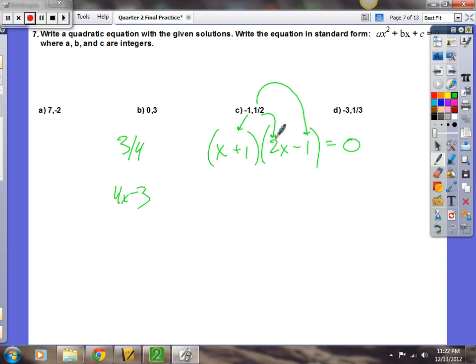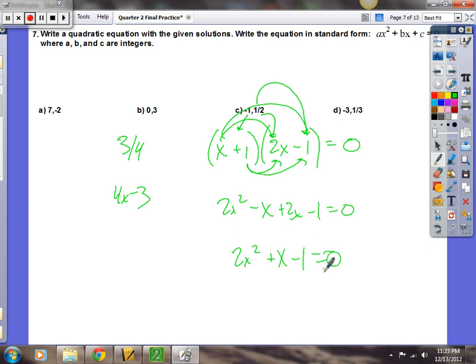So let's check it out. It's going to be 2 times whatever you plug in. You're going to plug in 1/2. 2 times 1/2, and then minus 1. 2 times a half is just 2 halves. 2 halves is just 1. 1 minus 1 is 0. Now you just multiply forward. So it's going to be x times 2x, that's 2x squared. x times minus 1, minus x. 1 times 2x, 1 times minus 1. So it's going to be 2x squared plus x minus 1 is 0. And you're done.